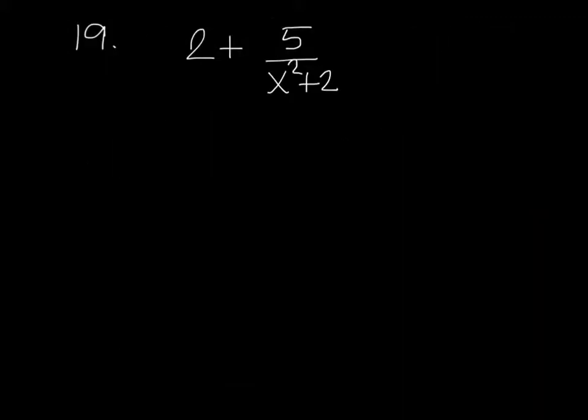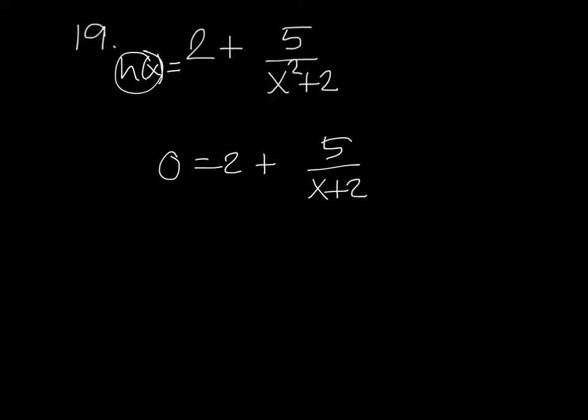So again, we're finding the zeros, which means, oh, I forgot the beginning part of it, number 19, h of x equals. Okay, so this is 0 if I'm finding the zeros. So that means 0 equals 2 plus 5 over x plus 2. It's going to be a little bit different because on this one now, we have that 2 right there, which means you can't just multiply by the denominator and get rid of it. So first off, I move the 2 over. So I have negative 2 equals 5 over x plus 2. Now I multiply both sides by x plus 2.